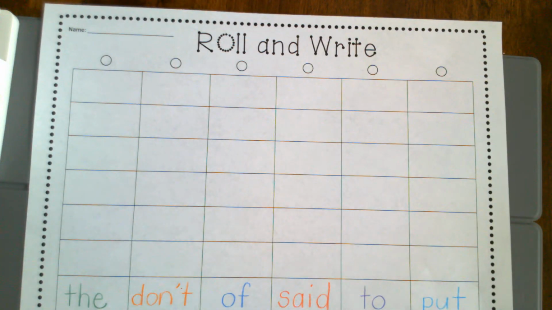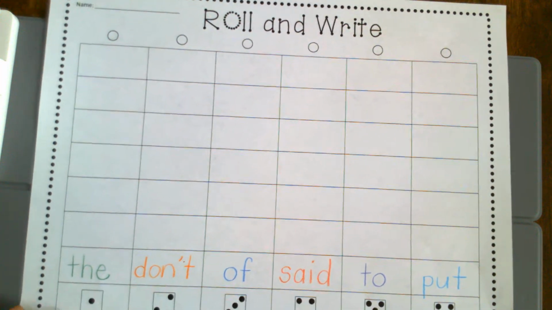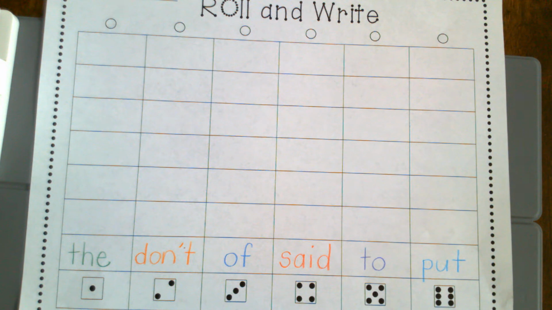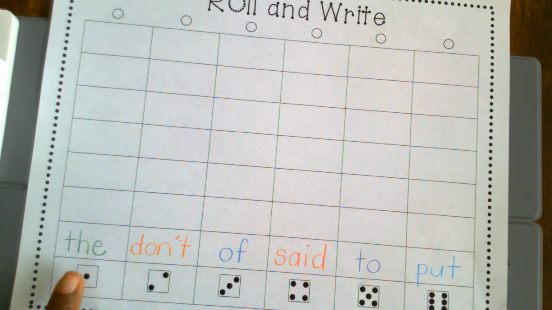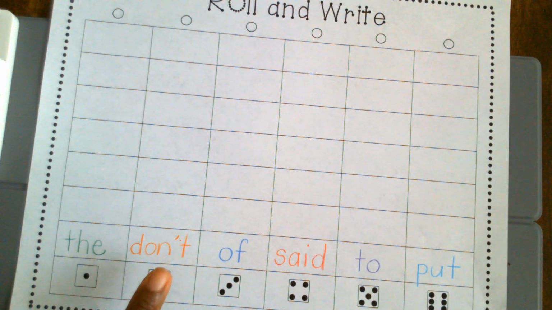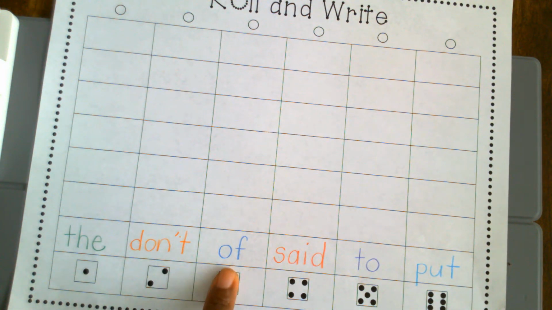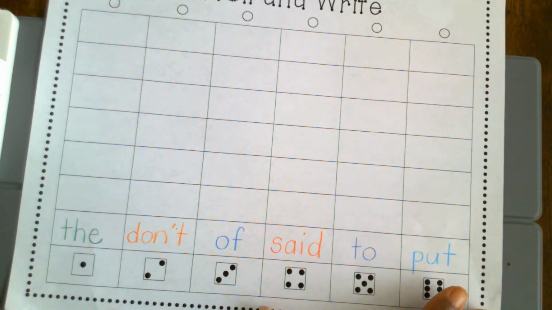Now we're going to play a game called Roll and Write. You'll need your roll and write chart, colored pencils, and a dice. If you can see at the bottom of this sheet, I wrote an irregular word in each of the rectangles in a different color. The, don't, of, said, to, put.